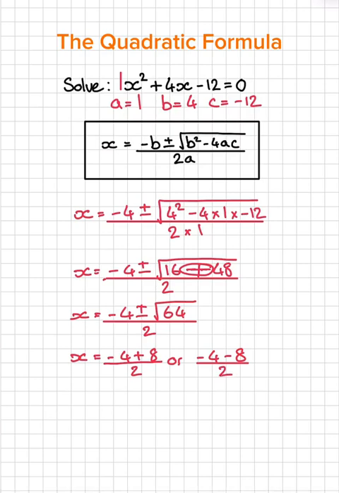Negative 4 plus 8 is 4, divided by 2 is 2, or we've got negative 4 minus 8, which is negative 12, and negative 12 divided by 2 would be negative 6. So we get the same 2 answers as we did last time, x equals 2 or x equals negative 6.